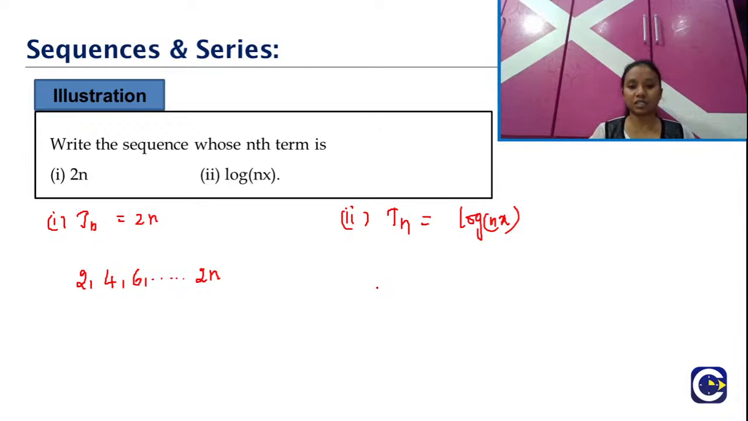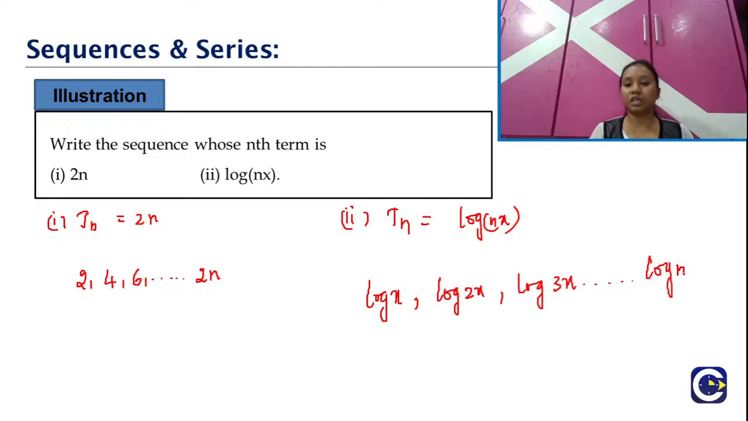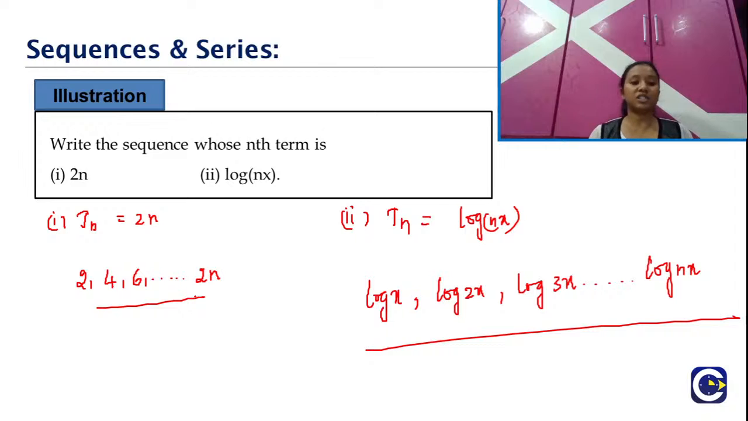Similarly, let's write the second one. N equal to 1, that means log x. 2, that means log 2x. 3, that means log 3x. And so on until the last one will be log nx. That's it. So these will be the 2 sequences for the given nth terms of the sequence here.